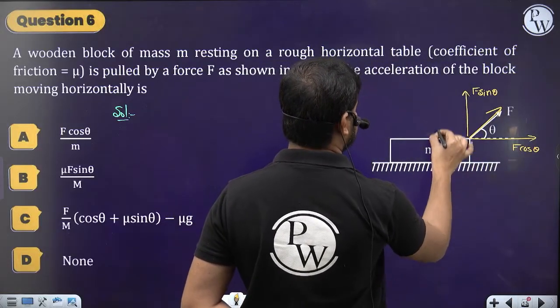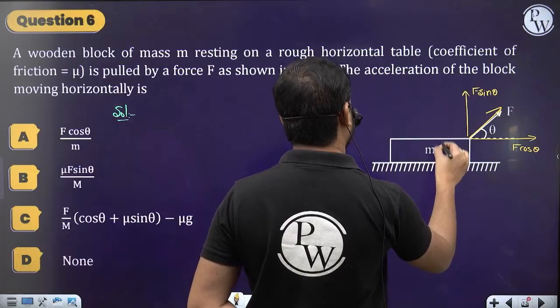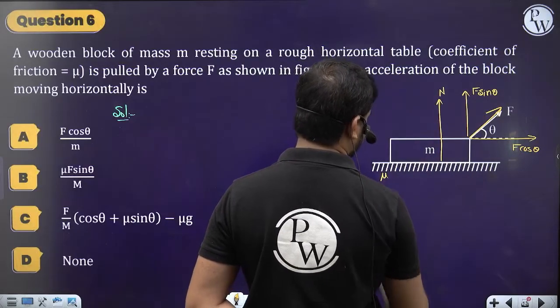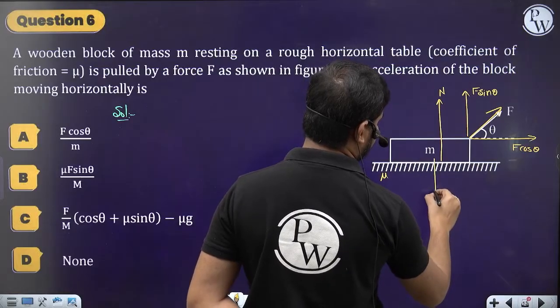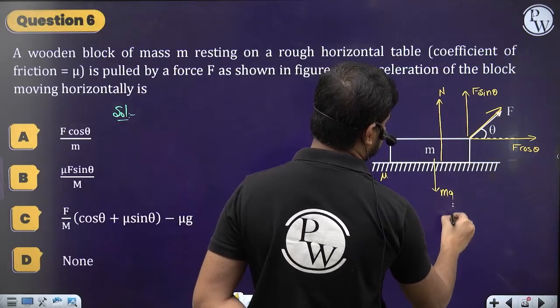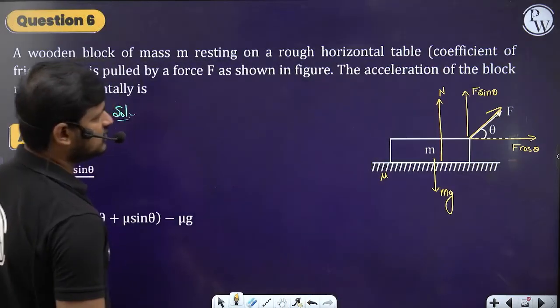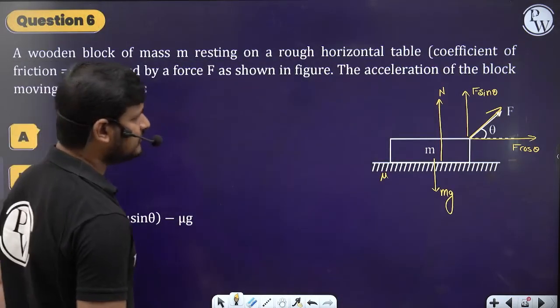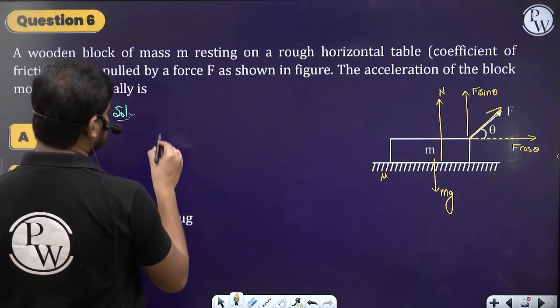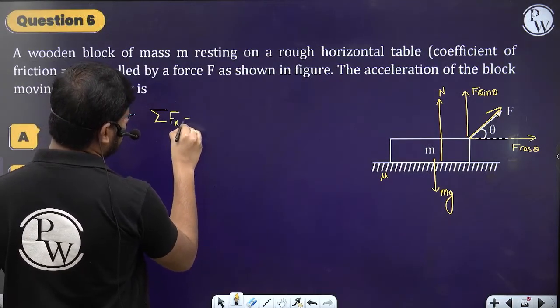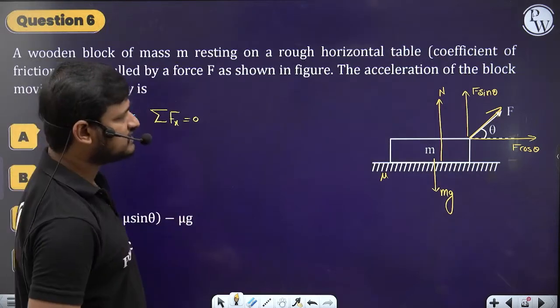And then here the normal reaction, that is N, and the coefficient of friction mu. Its weight mg will act downward. Are there any other forces? We have to find the acceleration. So first consider the summation of forces in the x direction.